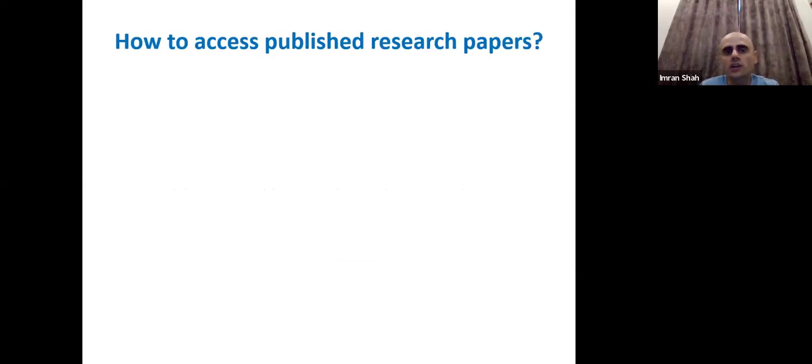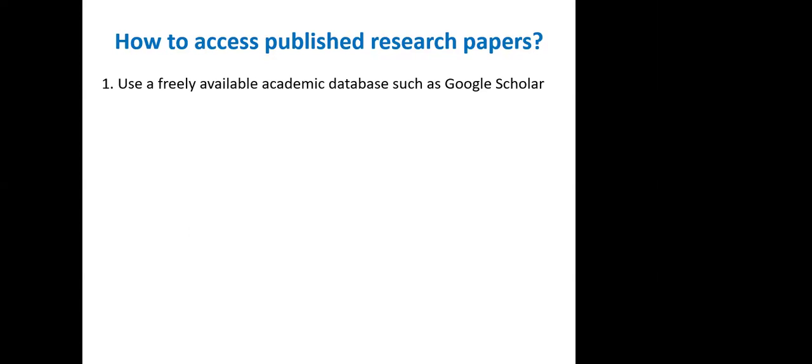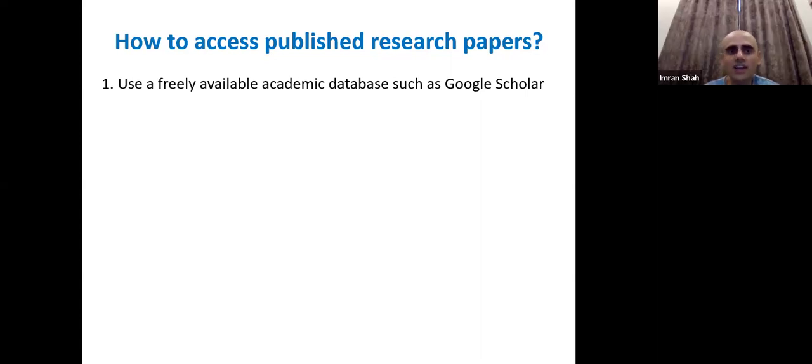So searching the data, it is very important. There are a few questions and I would like you to just have a look at them. So how do we access the published research papers? We use a freely available academic database such as Google Scholar. Do you think it is the right answer? Well, I would say yes, it is. We can use Google Scholar. Why not? We can use it. Yes, it may not be the only search engine, but it is one of the very important ones. So we could use it. It is freely available. It is for us to use. We use it.